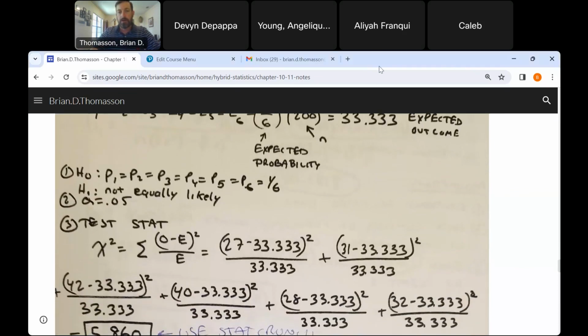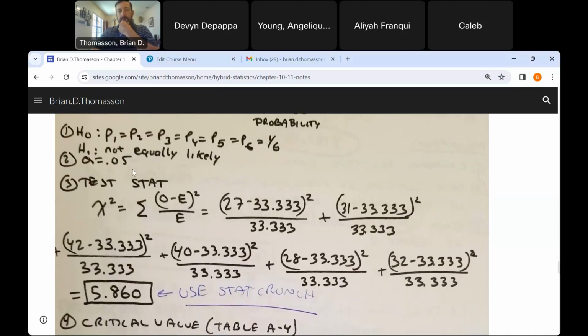So that is our H0. Our H0 is that every number comes up equally likely, which is 1/6 of the time. Our H1 is that they're not equally likely, and that would mean the die is unfair. So H0 is saying the die is fair. Oops, it's supposed to say fair. And H1, not equally likely, means it's unfair. So it means that the lead weight actually did change the outcomes. So we assume it's fair unless we can prove otherwise.